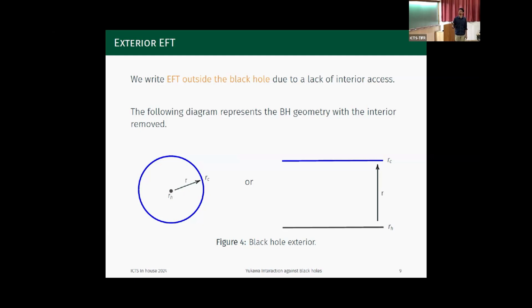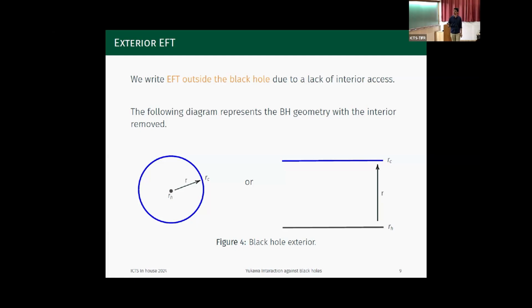We sometimes call this exterior EFT. By exterior EFT, I just mean an effective field theory which is written in the exterior of the black hole. This circular diagram represents the radial direction. R is increasing radially, and the origin is actually replaced by the horizon. And RC is just the cutoff in the radial direction. So you can see this diagram represents the exterior part of the black hole geometry. The interior is completely removed from here.